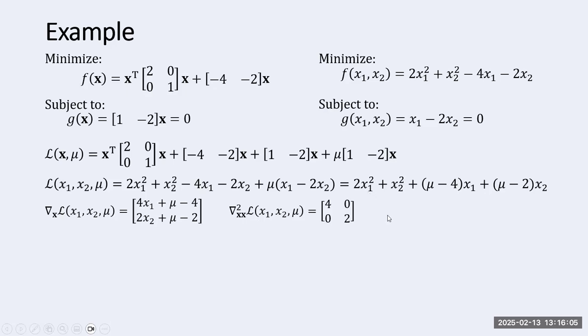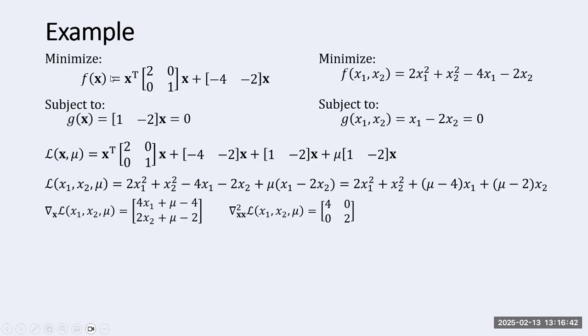And from this, you can differentiate with respect to x1. You'll get 4x1, this becomes 0, plus mu minus 4. So 4x1 plus mu minus 4, that's the derivative with respect to x1. And likewise, the derivative with respect to x2 is this. So this is the gradient of the Lagrangian or Lagrange function. Okay, and this is the Hessian.